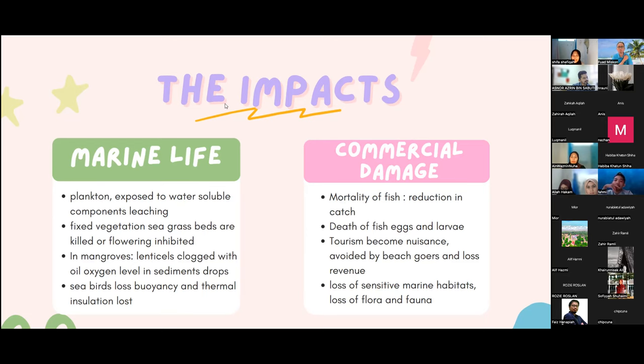Right, loss of sensitive marine habitats. For example, mangrove is one of the habitats for shrimp, crabs, and mudskipper fish. So if the oil affects the mangrove, it will also affect the habitat for aquatic animals. So lastly, loss of flora and fauna. Of course, the flora and fauna, the animals and the plants. Okay, next slide.